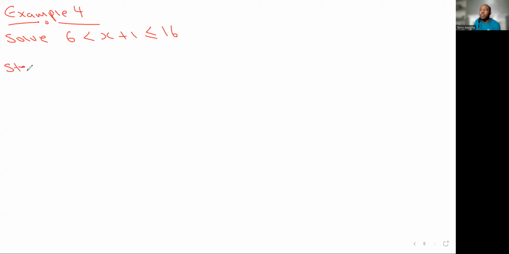So let's pick another example for this. I think it should be the 4th one, right? Let's assume we're told to solve 6 is less than x plus 1, less than or equal to 16. Okay? So step 1, this is an example of 2 inequalities at once, right?